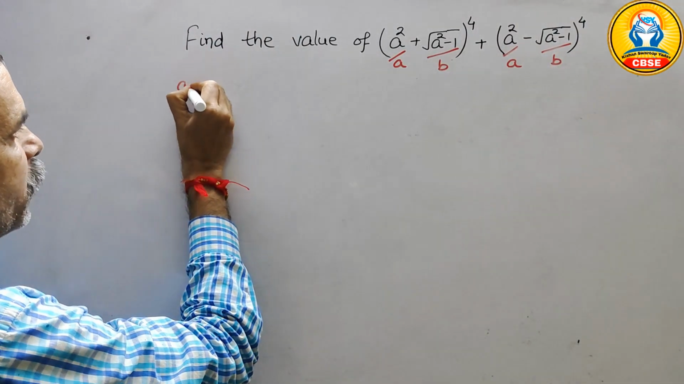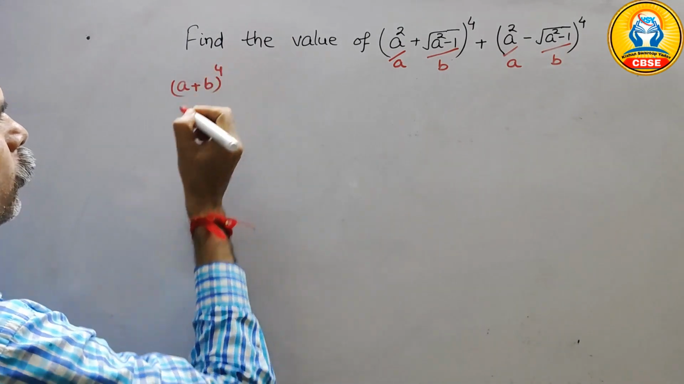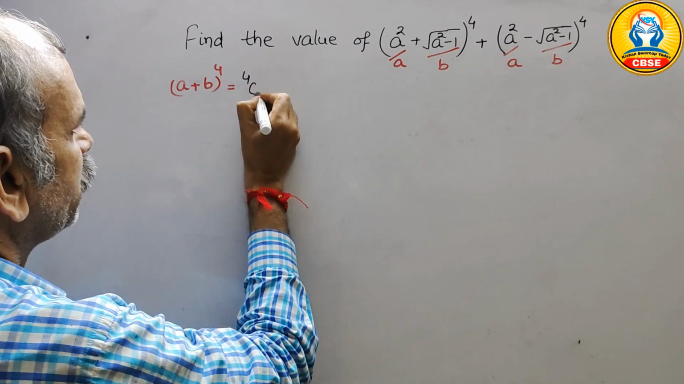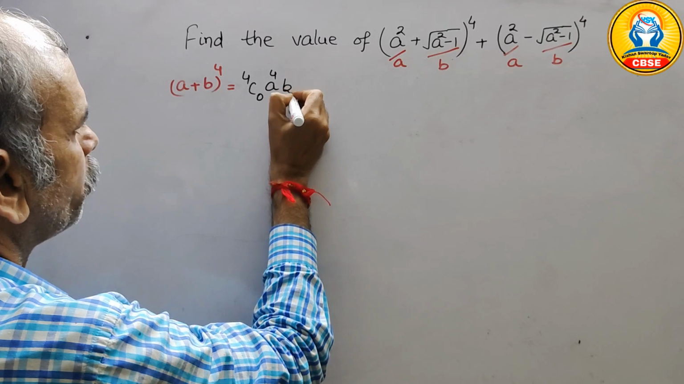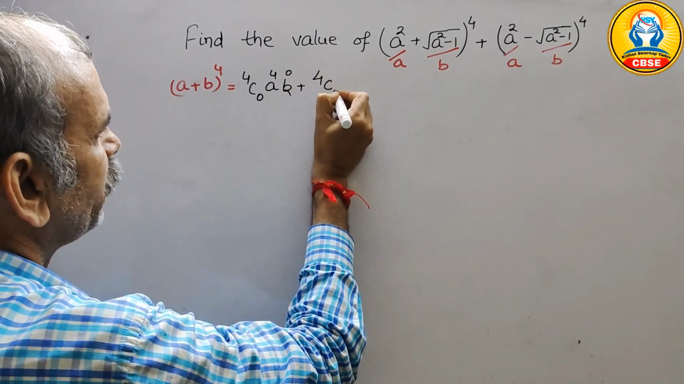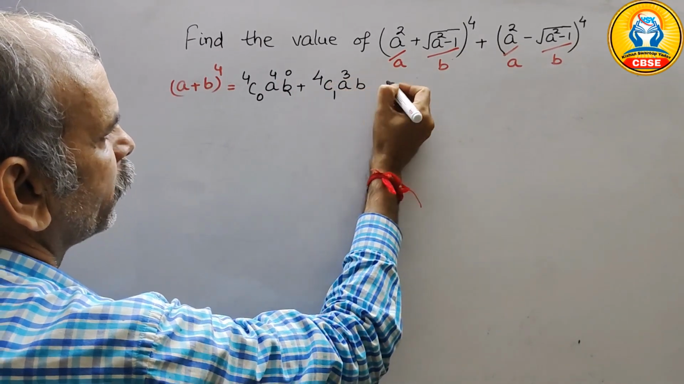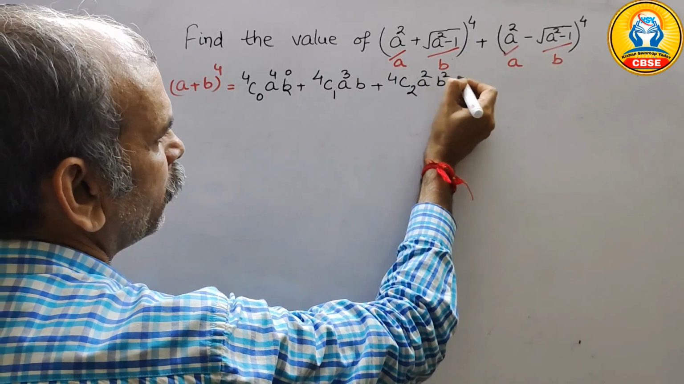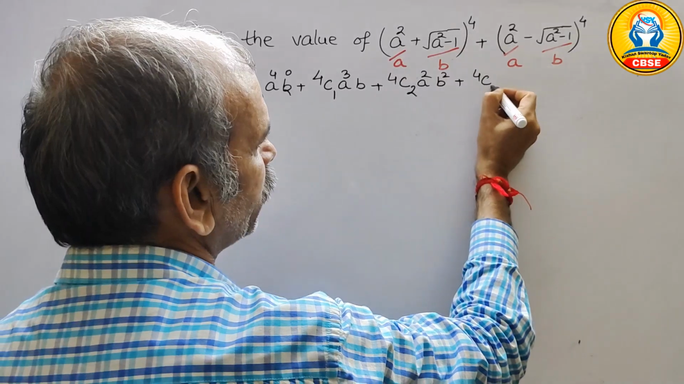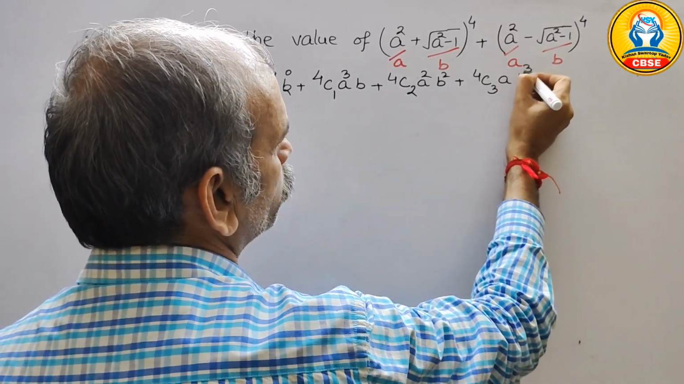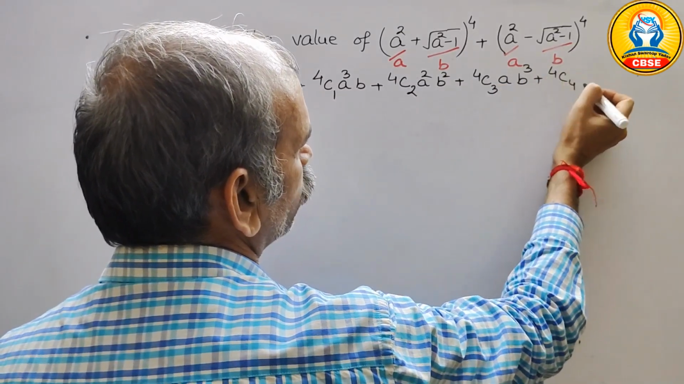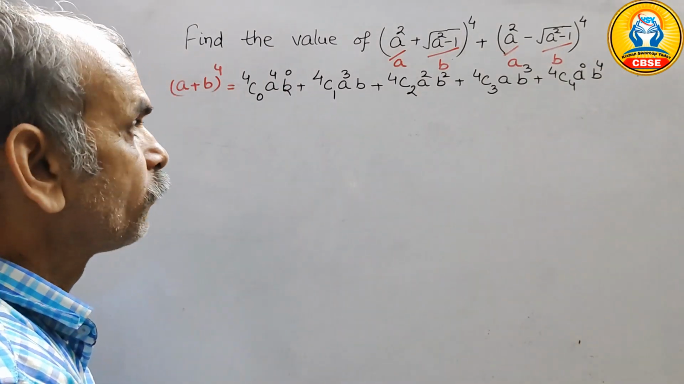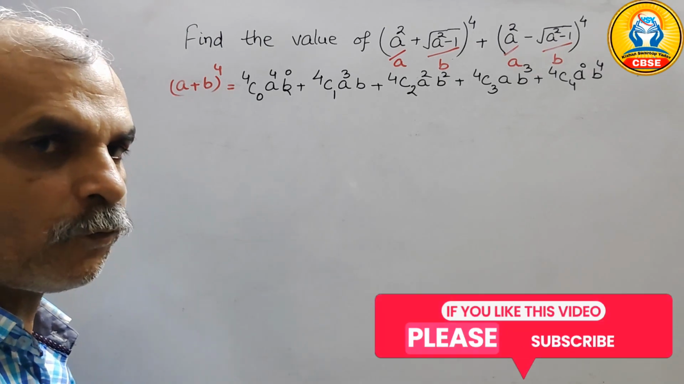So here, (a plus b) to the power of 4 is equal to 4c0 a to the power of 4 b to the power of 0 plus 4c1 a cube b plus 4c2 a square b square plus 4c3 a b cube plus 4c4 a to the power of 0 b to the power of 4. This is a plus b. Now we will go for a minus b.